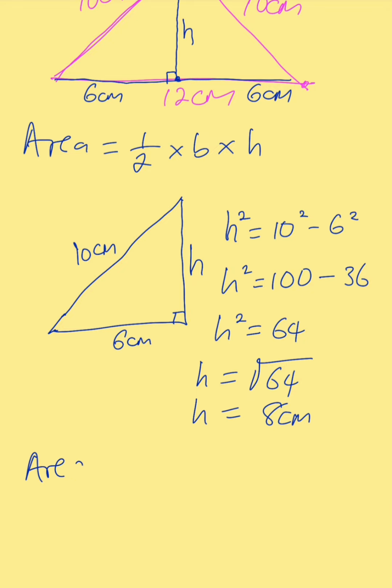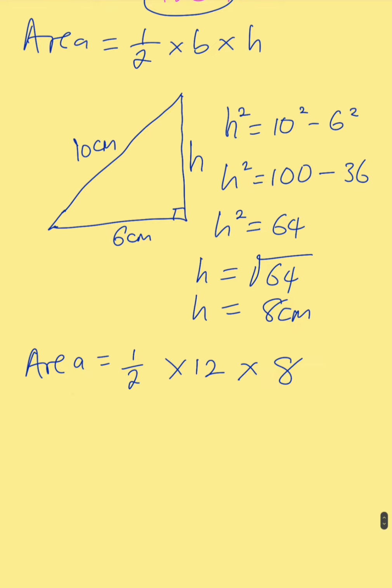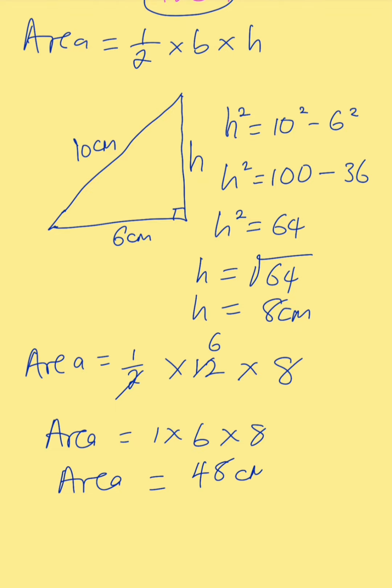Therefore, our area will now be half multiplied by the base, which is 12, multiplied by the height, which is now 8. And 2 divides 12 to give us 6. So we are left with 1 times 6 times 8. And when you multiply 1 by 6 by 8, you get 48 centimeters squared. This is just the area of this particular triangle.